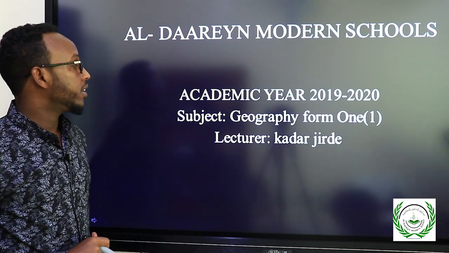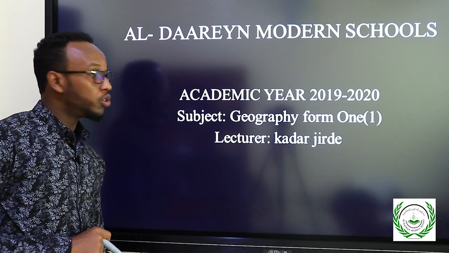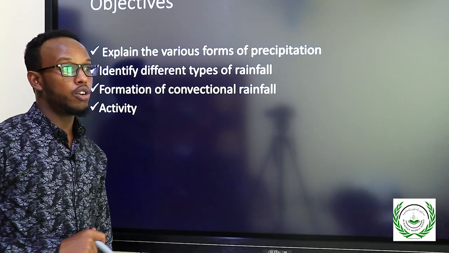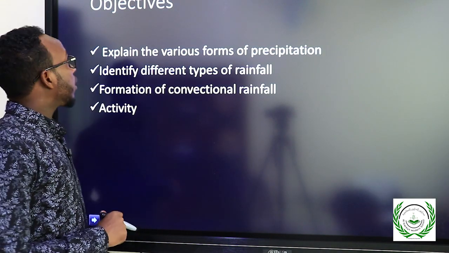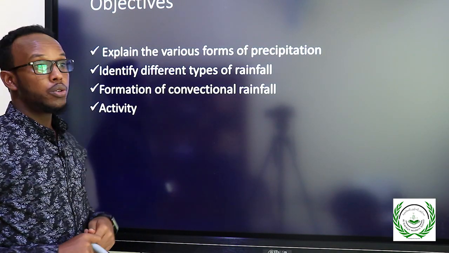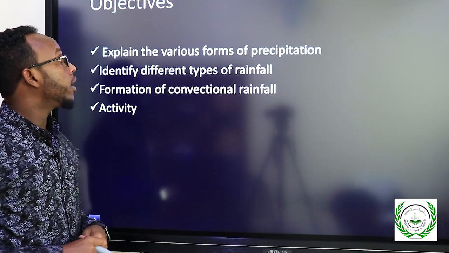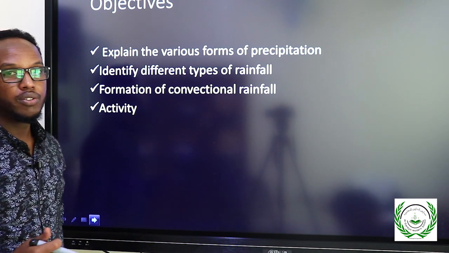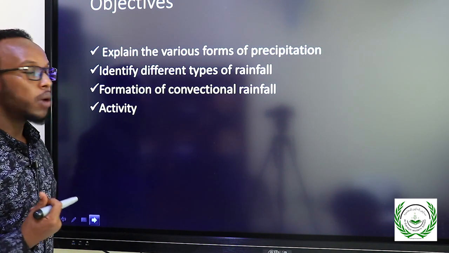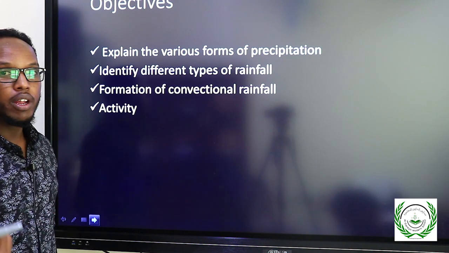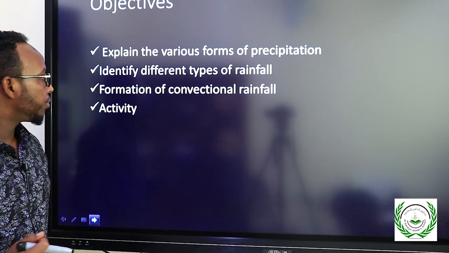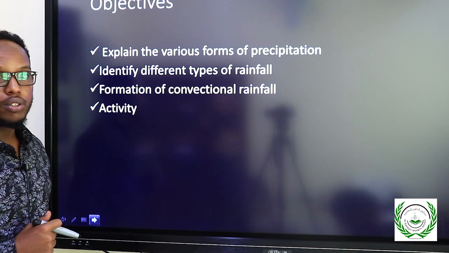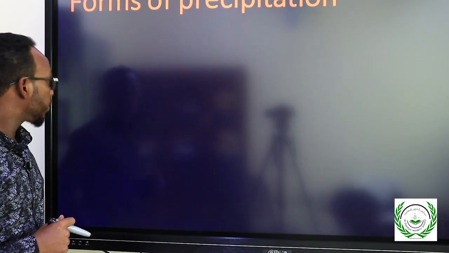I'm teacher Khadar. Inshallah, today, form 1 students, we will be learning. Our objectives are: students should be able to explain the various forms of precipitation; identify the different types of rainfall; the third objective will be the formation of convectional rainfall; and the last objective will be an activity, inshallah.